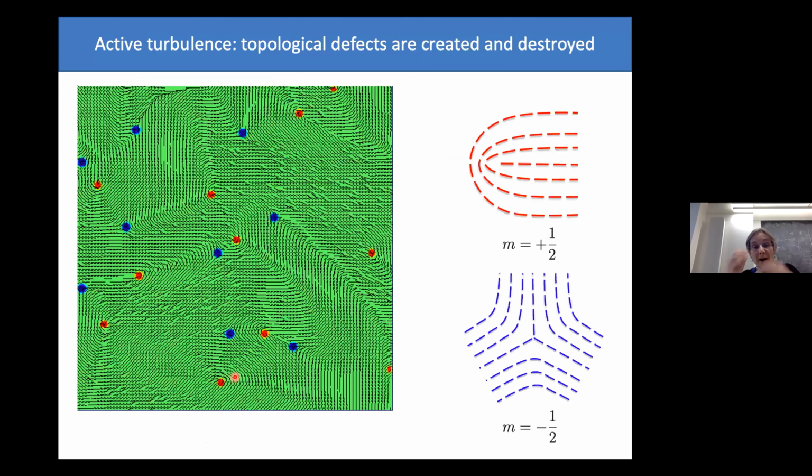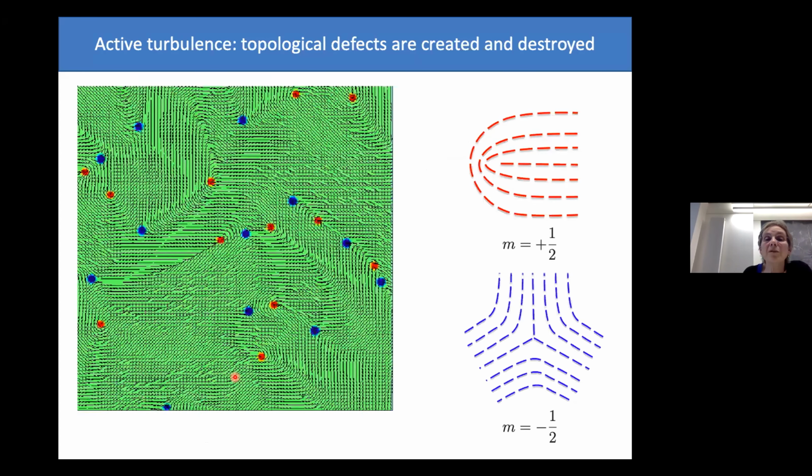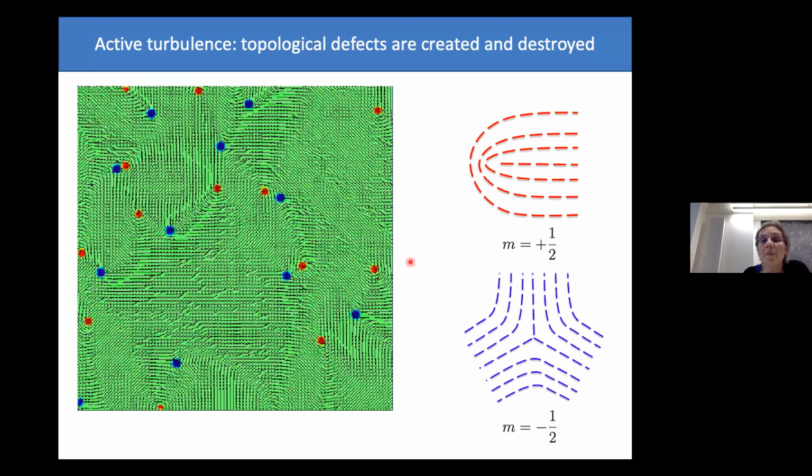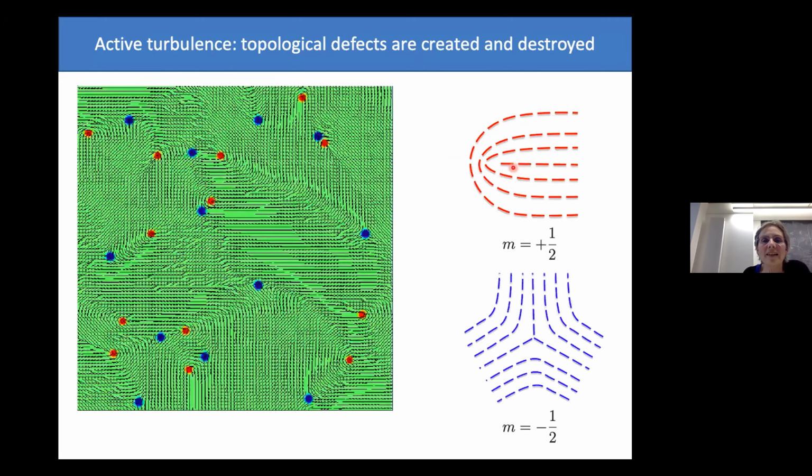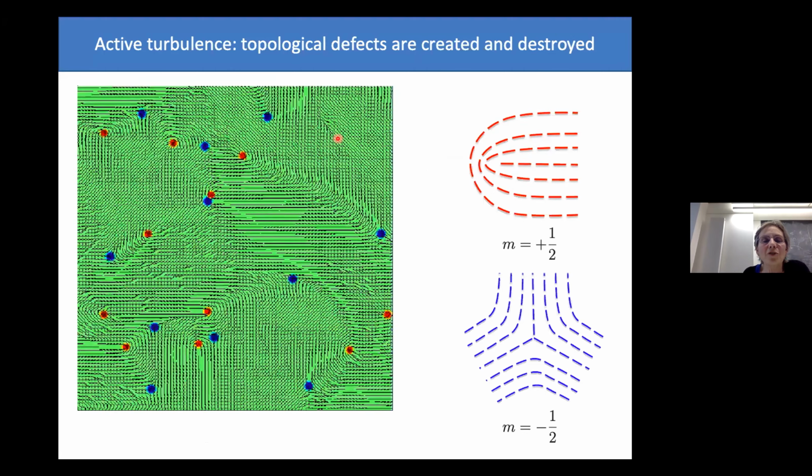Next, let me think about active nematics and topological defects. As we know, in active nematics, you get active topological defects. This is from the continuum model. Plus a half defects look like this. They get destroyed in pairs, and they also get created in pairs with plus a halves and minus a halves together.